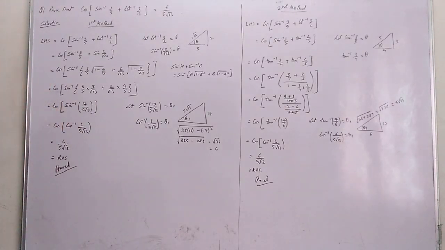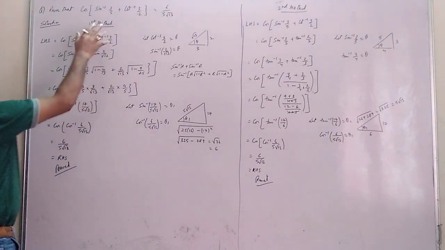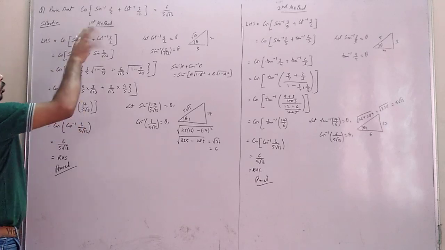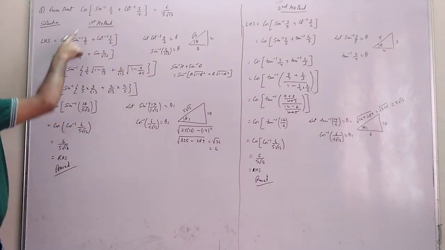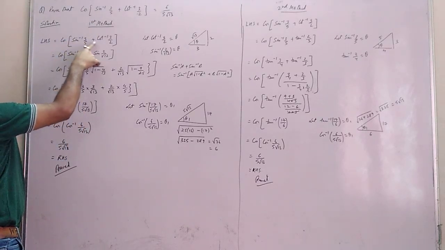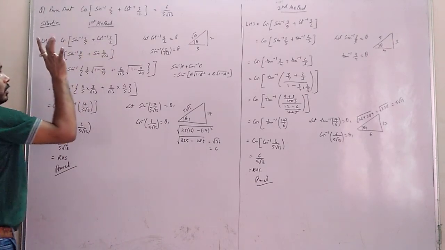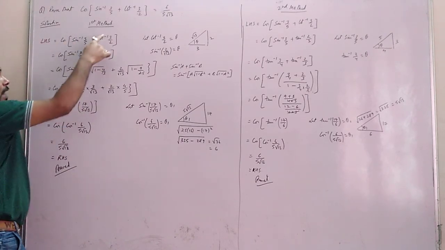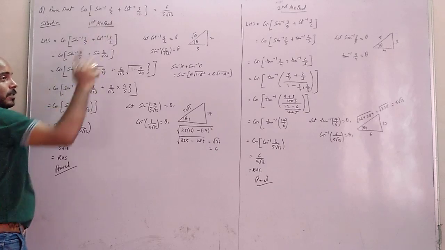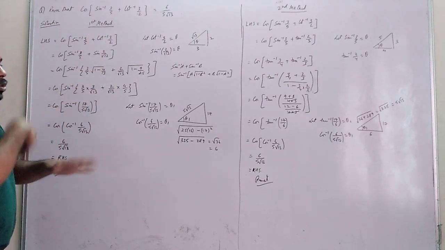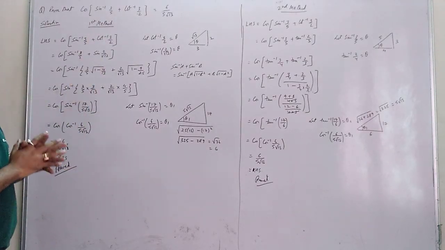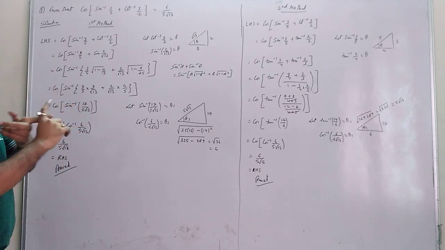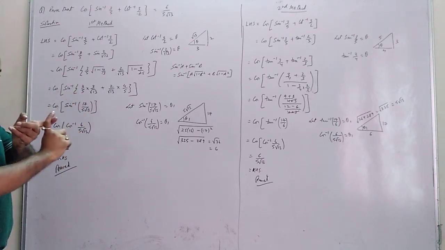Okay. Now see. First method, where I will do what? I will convert both into sin inverse and apply the formula. I am writing the LHS: cos of sin inverse 3 by 5 plus cot inverse 3 by 4. Now, this is already in sin inverse. I want to convert this cot inverse into sin inverse. I don't have any formula for cot inverse A plus cot inverse B. We have formulas only for sin inverse, cos inverse and tan inverse.